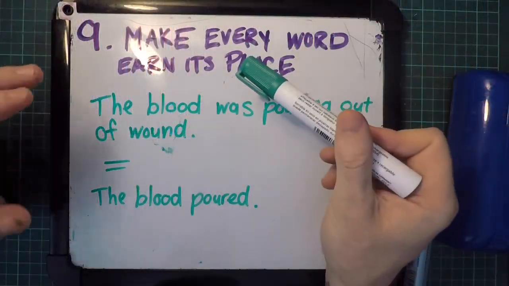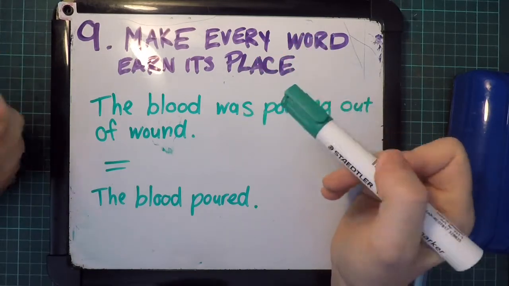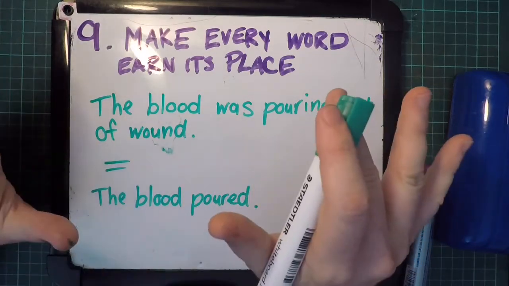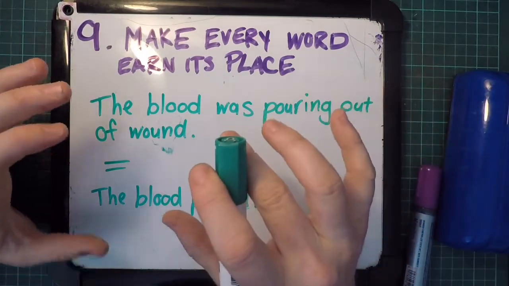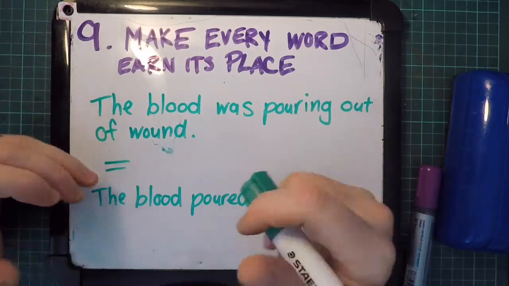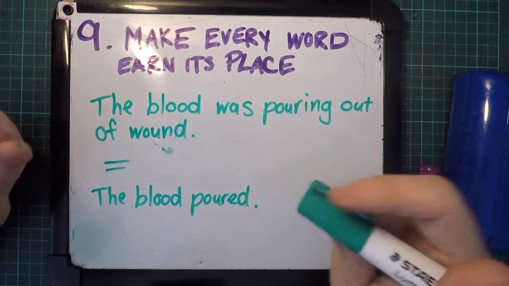It's very important to make every word earn its place, especially in picture books where you're trying to keep words to a minimum. Finding ways to shorten your sentences so that you can still communicate what you want to communicate without overdoing it is a really, really important skill.